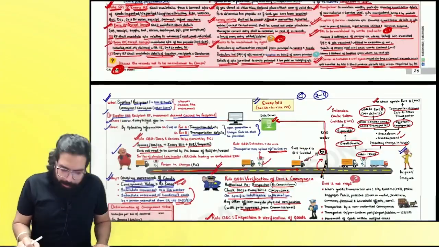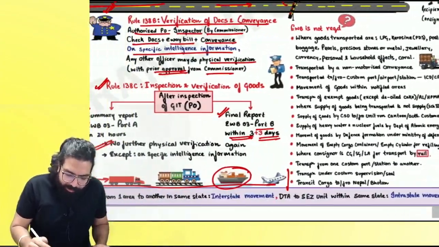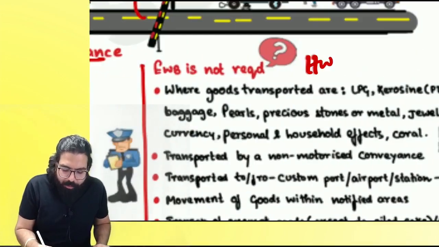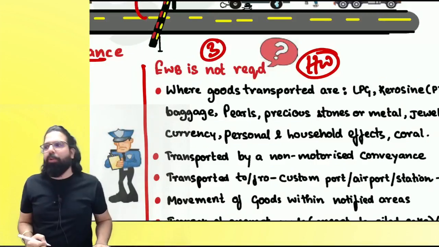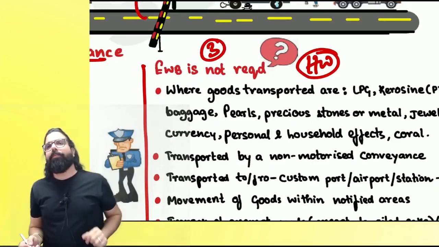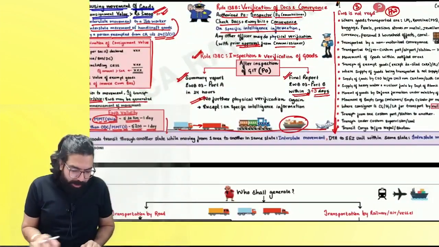Are we clear, everyone? There is some point over here which says, when is an e-way bill not required? I will not read this. This will be homework. When is an e-way bill not required? It might be a small question. Remember 3 points and go. When is an e-way bill not required? Are we clear, everyone?